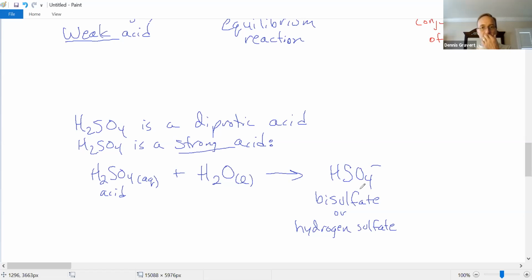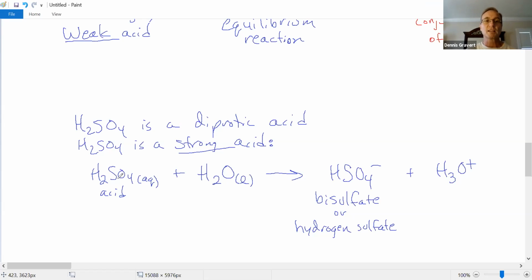It's got a -1 charge. That's something we had to memorize from the list of polyatomic ions. And then, hey, water, you picked up an H plus to become hydronium. There we go. And so that's a strong reaction. All the sulfuric acid molecules separate to become bisulfate ions.